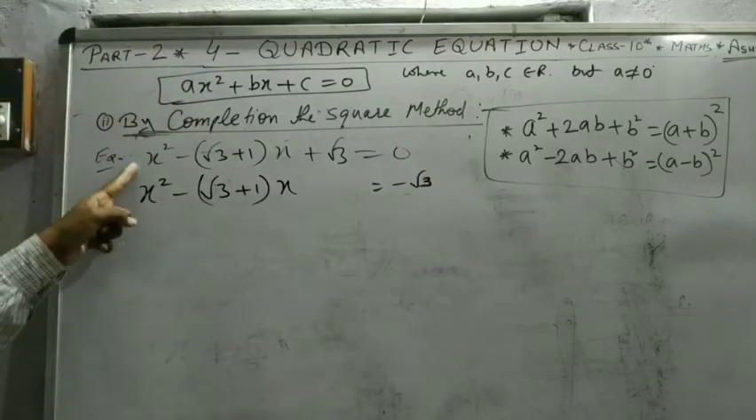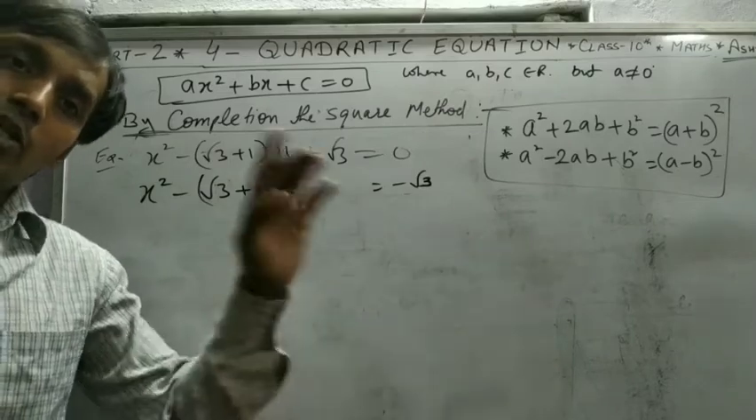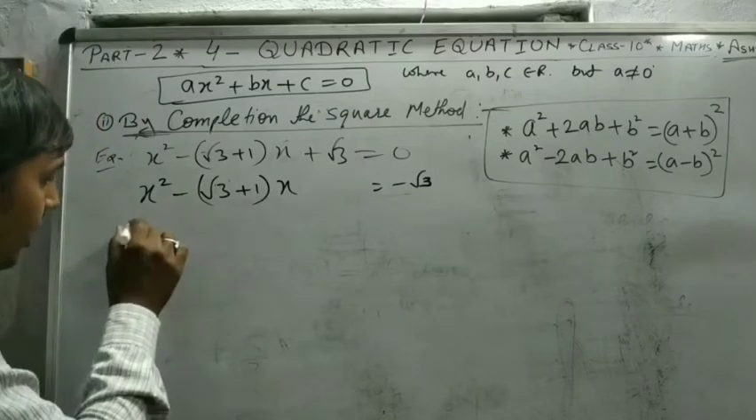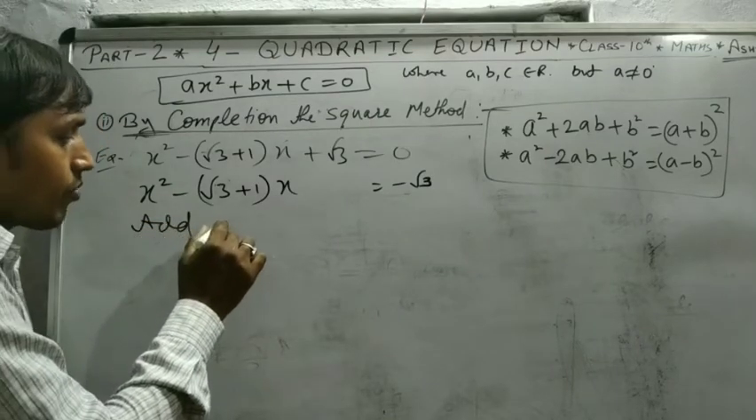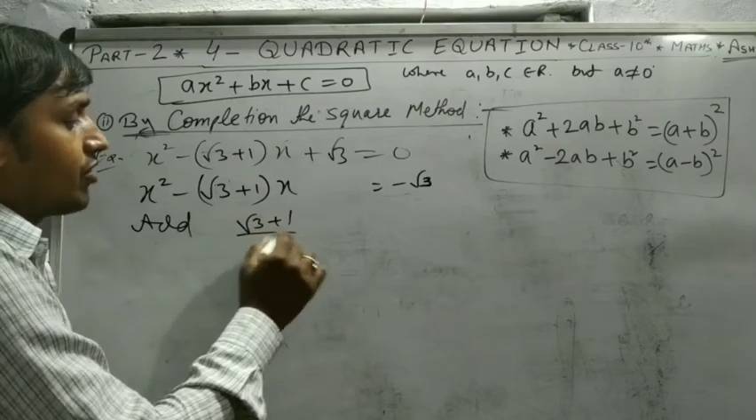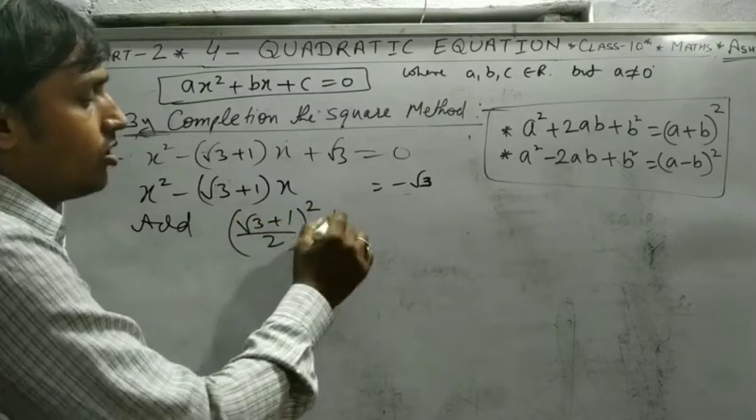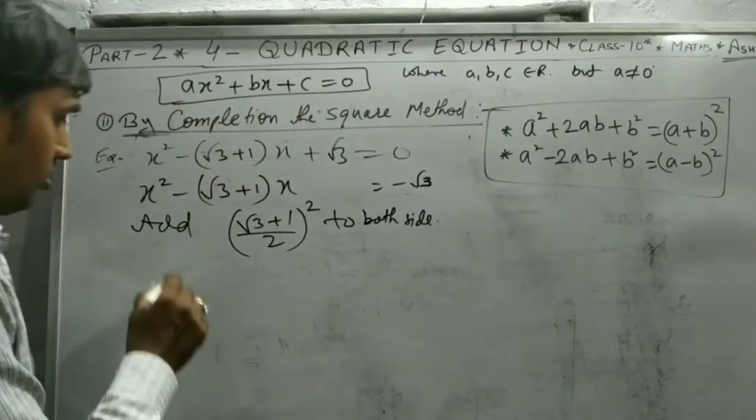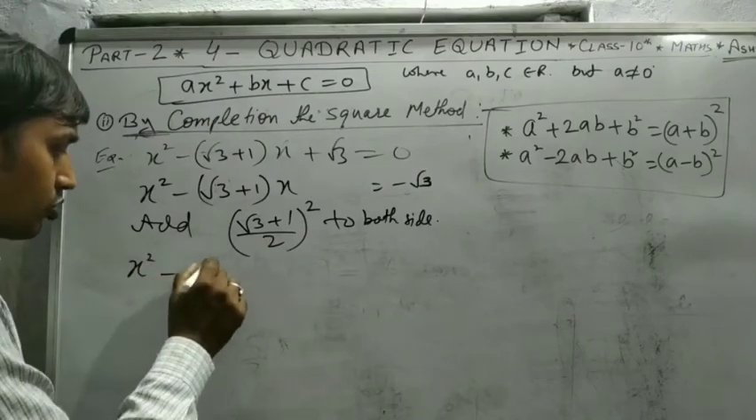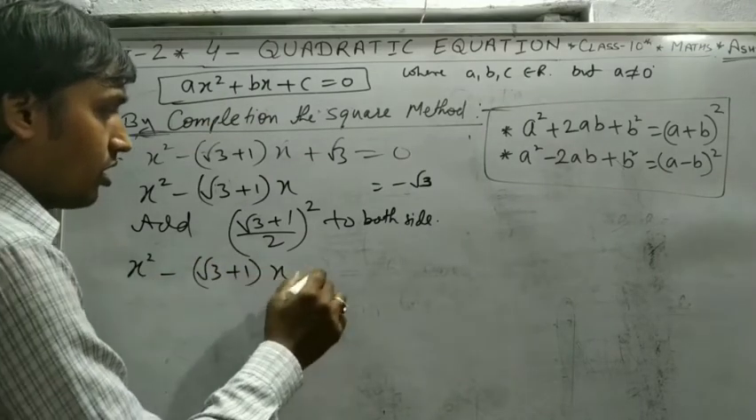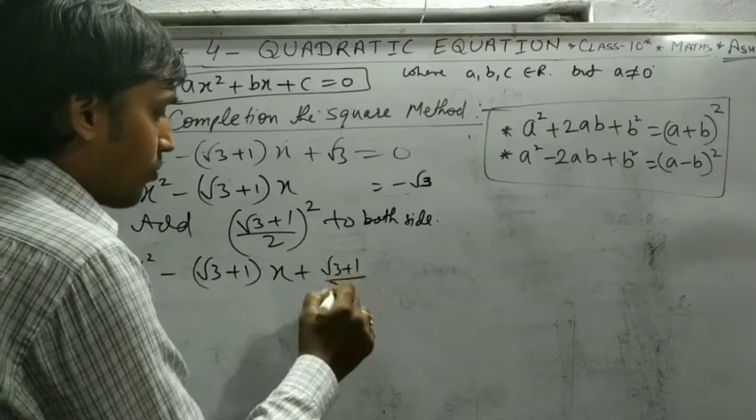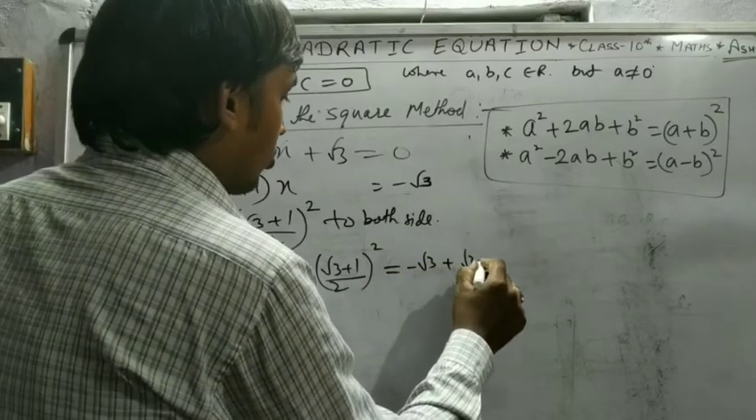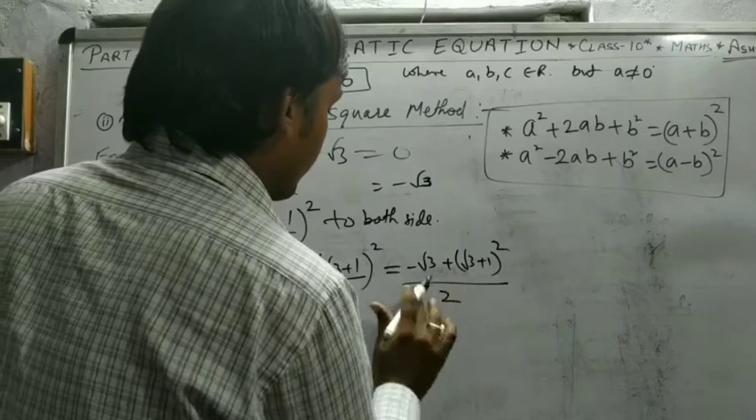Okay, here also there are no such numbers. So the next step, divide by the coefficient of x square, is also not used here. Then the third step is most important: add half of the coefficient of x to both sides. Then x square minus root 3 plus 1 x plus root 3 plus 1 upon 2 whole square is equal to minus root 3 plus 1 whole square upon 2.